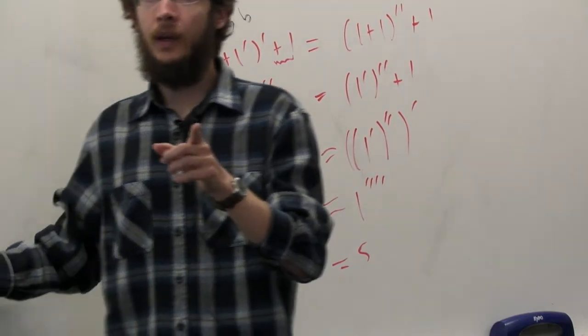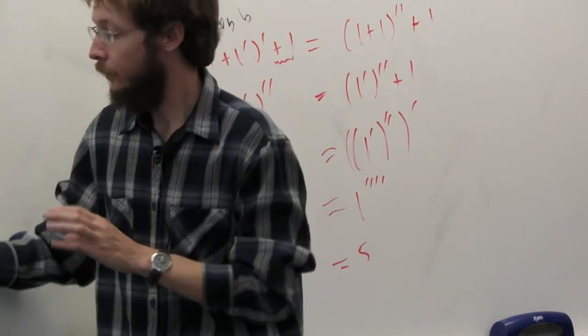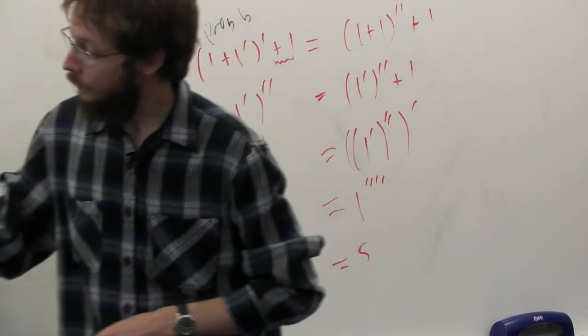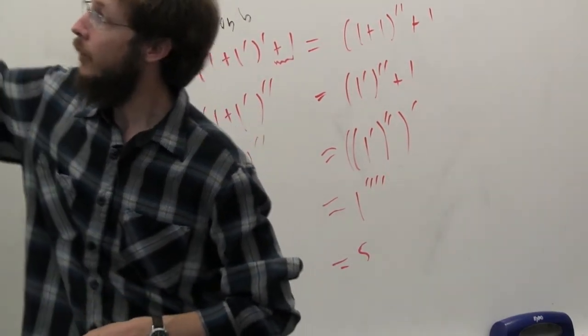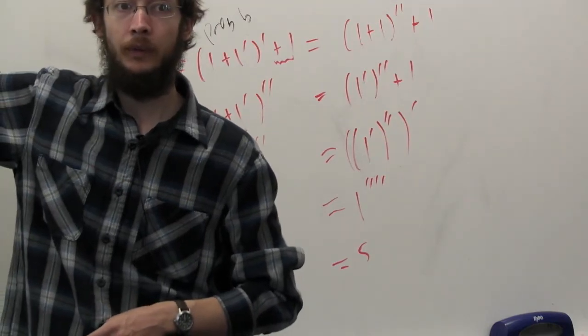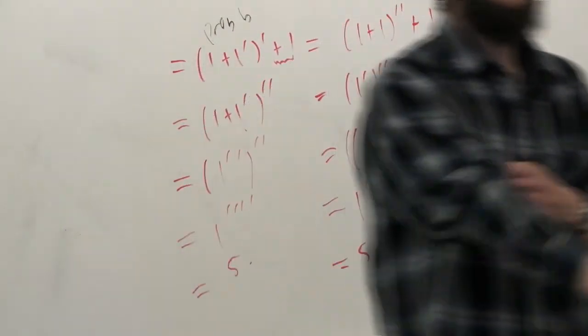But that's only one step, moving all those successors out. Once you get done with that, you're still going to have a sum inside. That sum you then have to modify using one of these 2 rules. Okay?